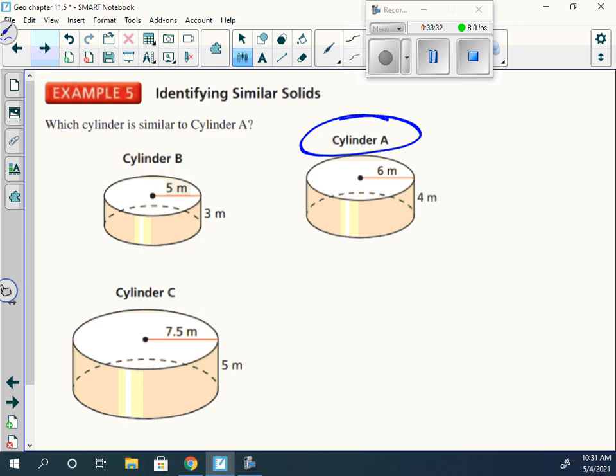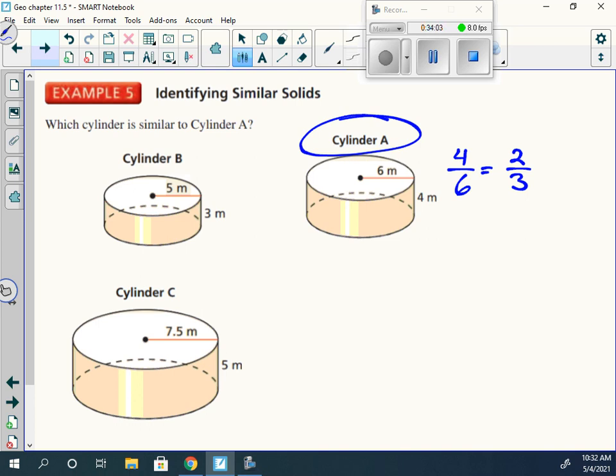So if we look at cylinder A, we could do 4 over 6 or 6 over 4. It really doesn't matter which way we set it up. Well, 4 over 6, will this reduce? What would 4 over 6 reduce to? 2/3. So if B or C, if we can plug those in and see that it reduces to the same thing, then they are similar. If it doesn't, then they're not.